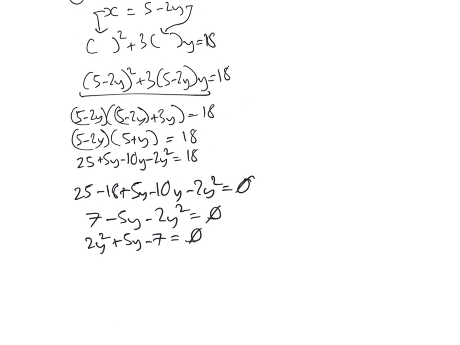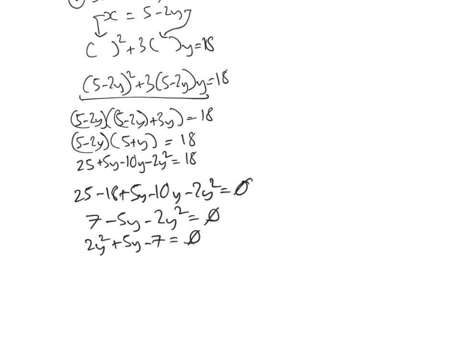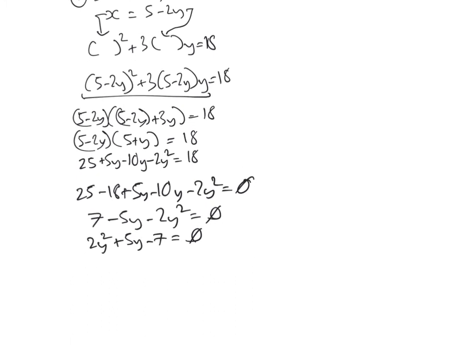Will that work? So let's see. If we try the AC method, because a is greater than 1 here, we've got AC equals 2 times -7, which is -14, and we've got b equals 5. So can we get to 5 from negative 14? Well, 7 and 2 will get you to 5, won't it? Plus 7 minus 2, so it's negative 2 and plus 7 are the values.